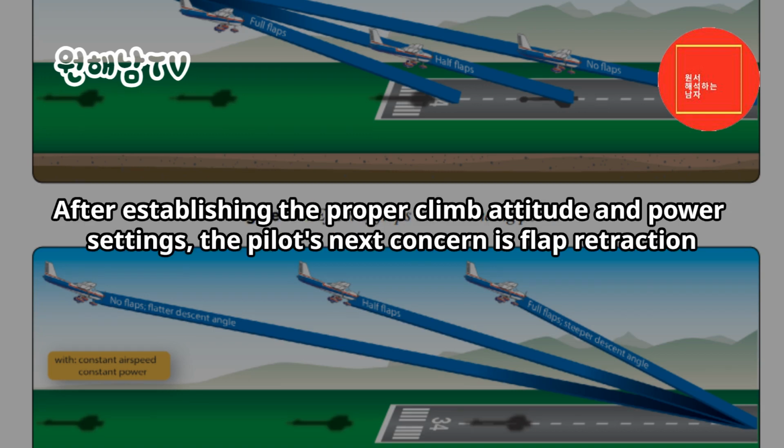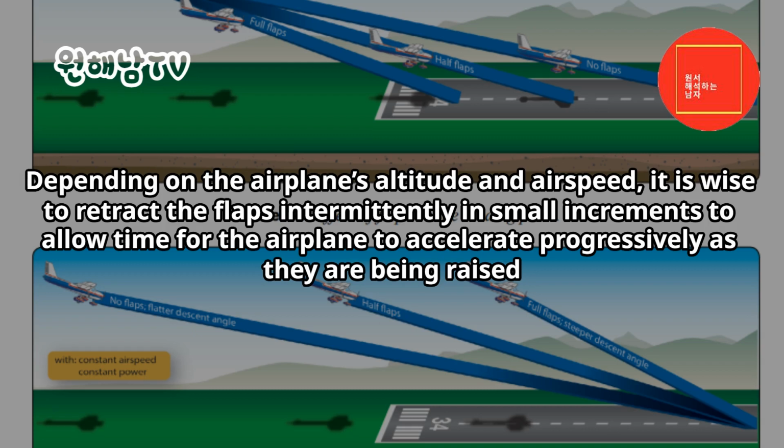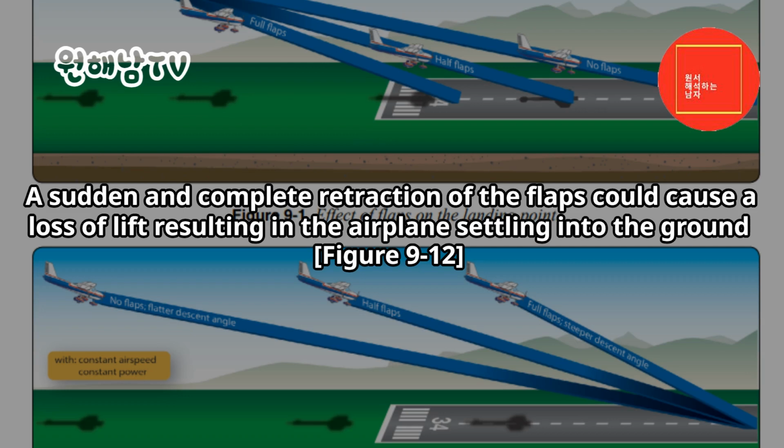Configuration. After establishing the proper climb attitude and power settings, the pilot's next concern is flap retraction. After the descent has been stopped, the landing flaps are partially retracted or placed in the takeoff position as recommended by the manufacturer. Depending on the airplane's altitude and airspeed, it is wise to retract the flaps intermittently in small increments, to allow time for the airplane to accelerate progressively as they are being raised. A sudden and complete retraction of the flaps could cause a loss of lift resulting in the airplane settling into the ground. Figure 9-12.